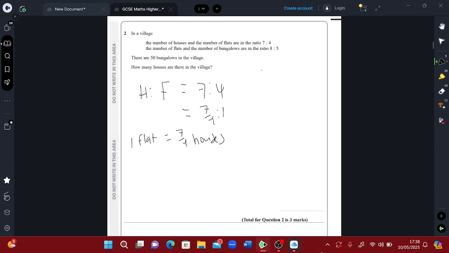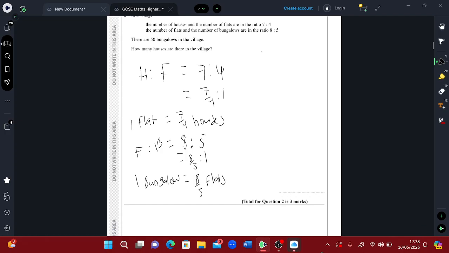Let's see what happens. And we're also given the number of flats to bungalows. You don't have to define the letters, it's fine, by the way. They'll know what you mean. 8 to 5. And likewise, divide by any number, 5 for example, to get 8 over 5 to 1. That's telling you one bungalow is 8 over 5 flats.